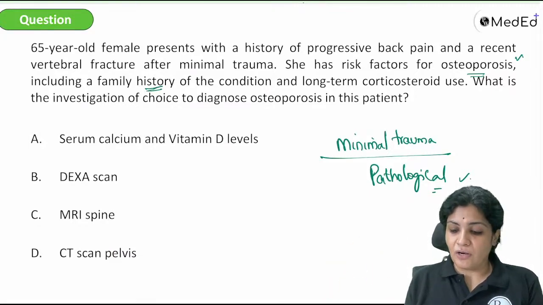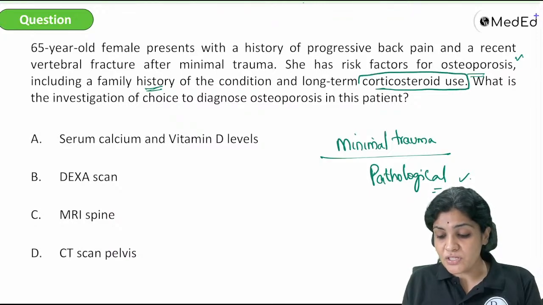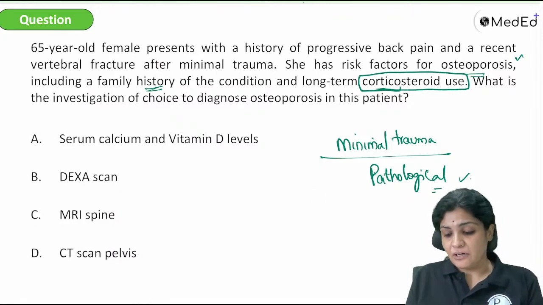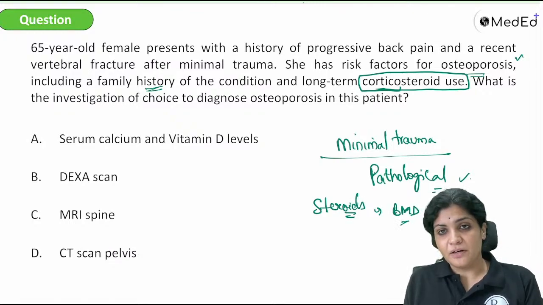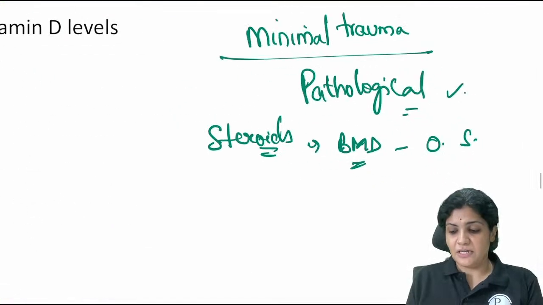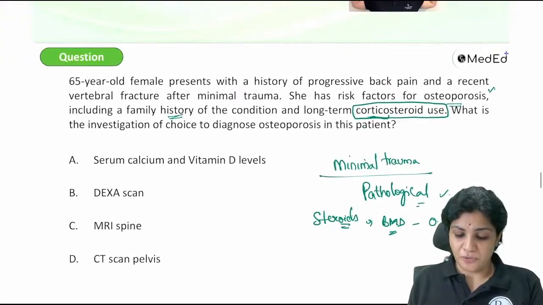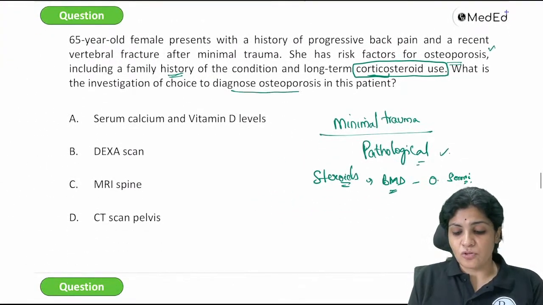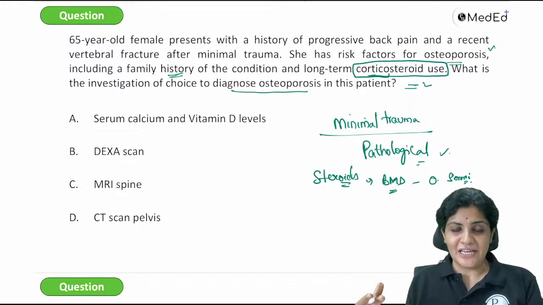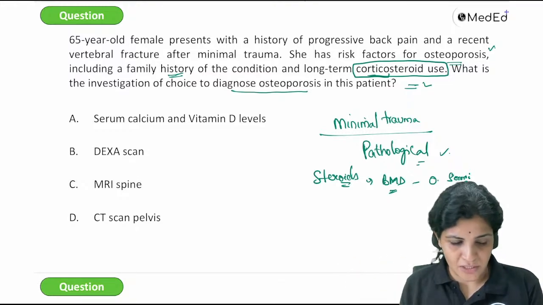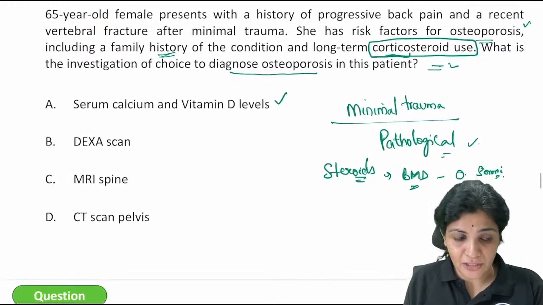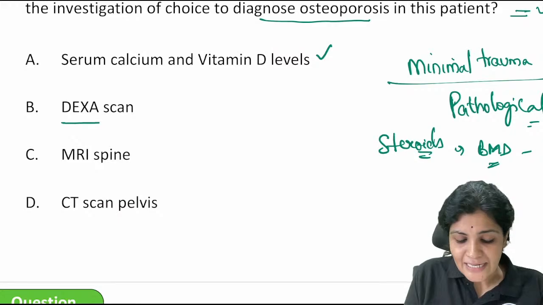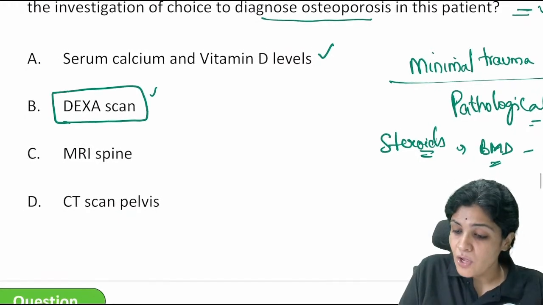And there's a family history and long-term corticosteroid use. So this is one of the most important risk factors. Whenever patients are on steroids, they tend to lose bone mineral density, which will result in osteoporosis, right? So steroid usage can lead to osteoporosis. And what is the investigation to diagnose osteoporosis in this patient? One such investigation can directly lead you to the diagnosis. Usually the serum calcium and vitamin D levels would be normal in this condition, right? And then we use the DEXA scan for diagnosing patients of osteoporosis.